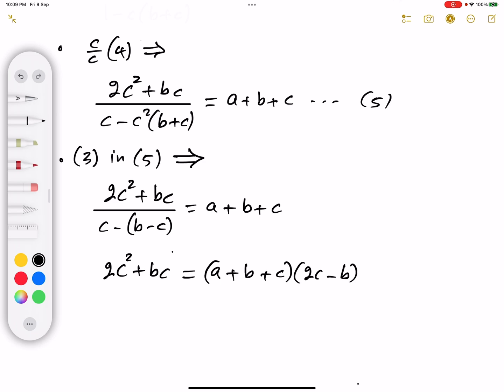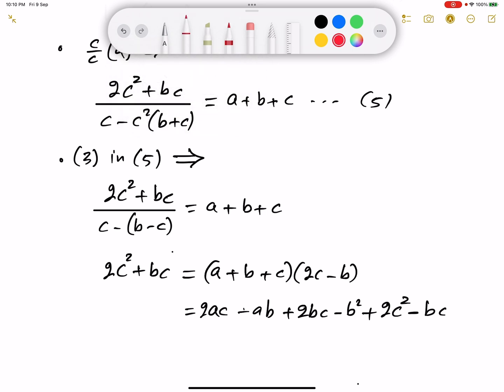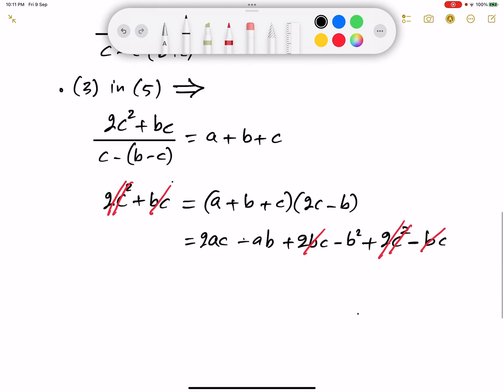And this is going to be equal to 2AC minus AB, plus 2BC minus B squared plus twice C squared minus BC. Then I'm going to cancel the terms on either side of the equation that are similar to each other. For example, 2BC minus BC gives us BC, which cancels with the BC on the other side. And also 2C squared cancels with 2C squared.